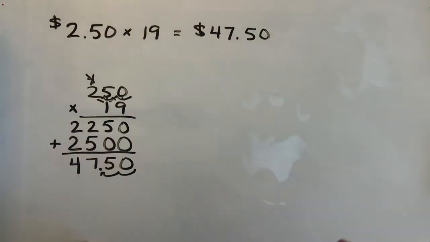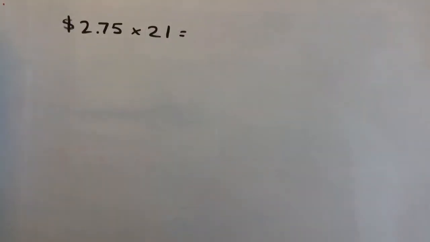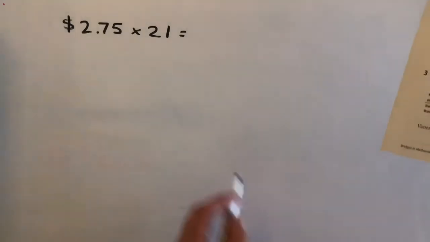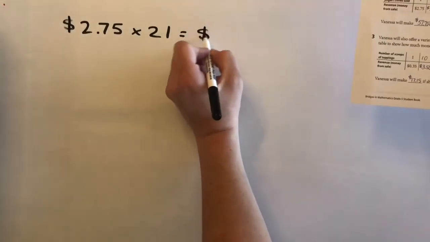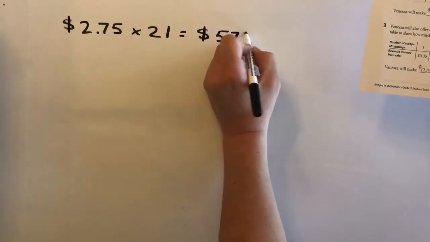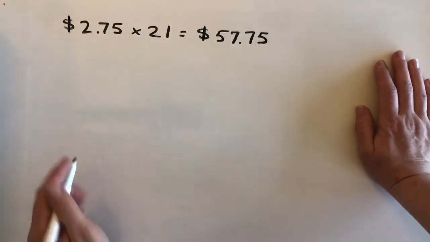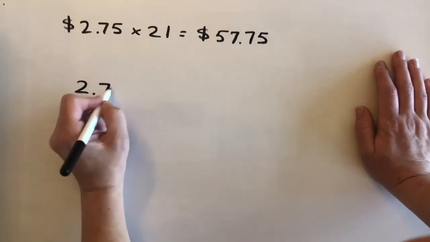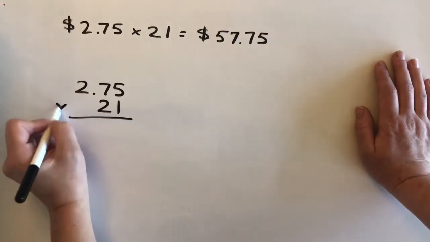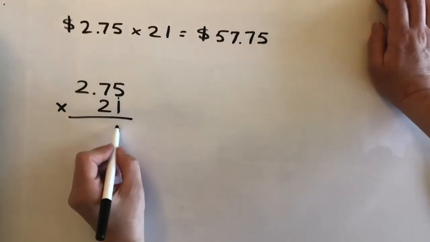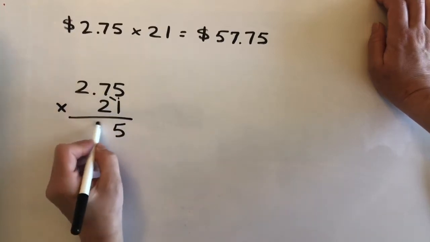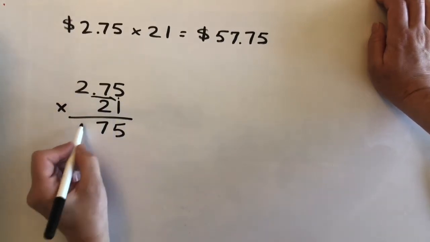Let's try another one to see if this idea still works. Another problem that you've already done in the past with the with or without model or practice sheet was $2.75 times 21. And when we figured that out for Vanessa, it was $57.75. That's what we figured out with our ratio tables. So once again, we're going to try it using the standard algorithm. So $2.75 times 21. Again, 5 times 1 is 5. 1 times 7 is 7. 2 times 1 is 2.